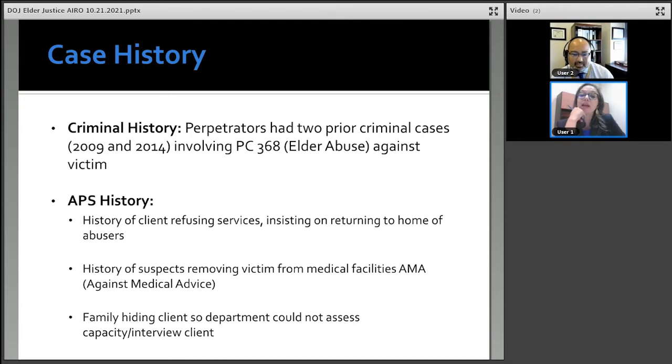We had a history, at the time when the client had capacity, of her refusing services and insisting on returning home with her family. We had a history of her going to the hospital and then checking herself out, with the suspects checking her out against medical advice, and a history of them hiding her from us. So we had a long history with this family.